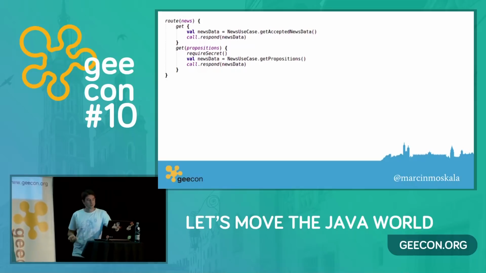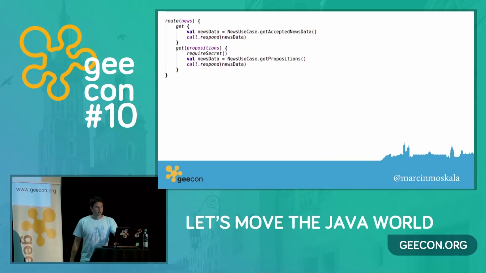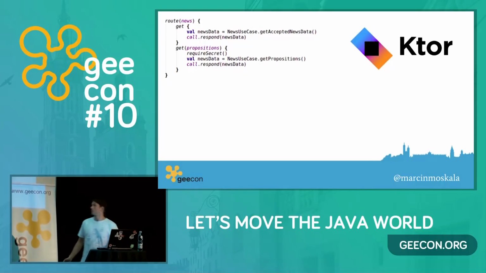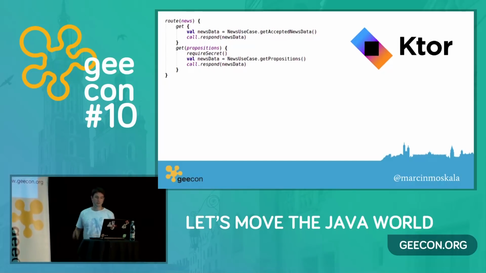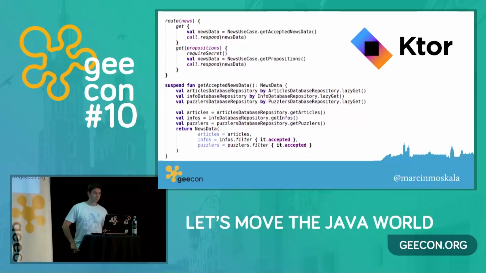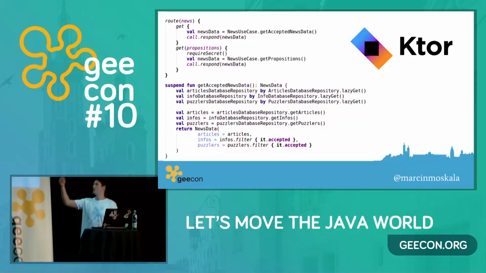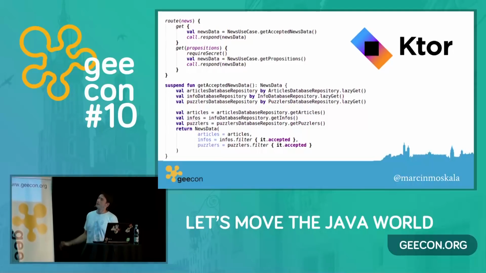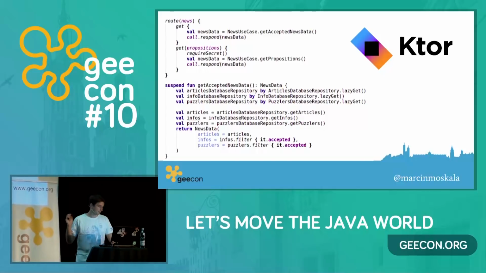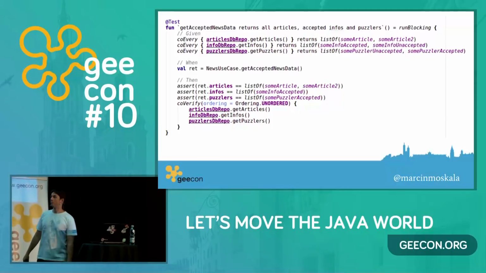Using coroutines, you can make a great backend, and there are already backend frameworks that support that. One of them is Ktor, which I use on my projects, and it uses coroutines out of the box. These get propositions and get accepted news data are all suspending functions because this get is actually a coroutine builder. Get, put, etc.